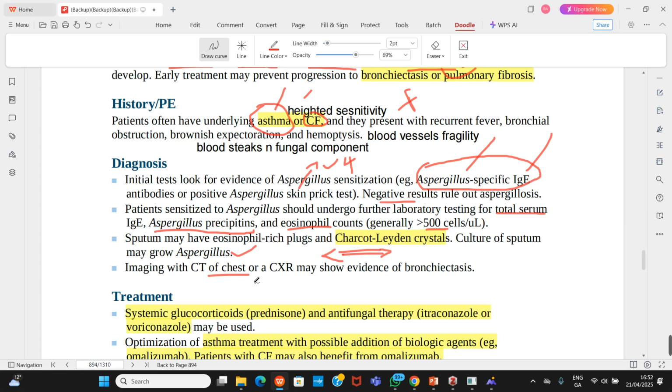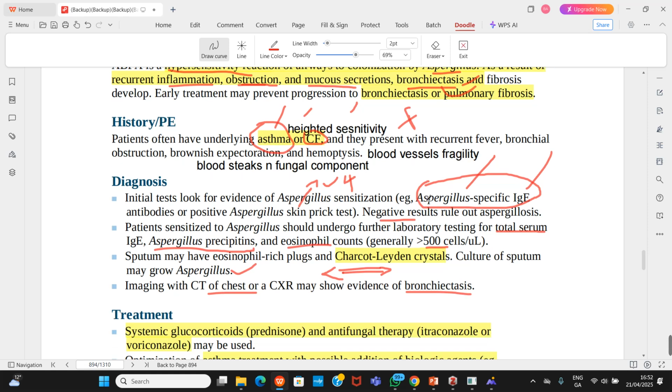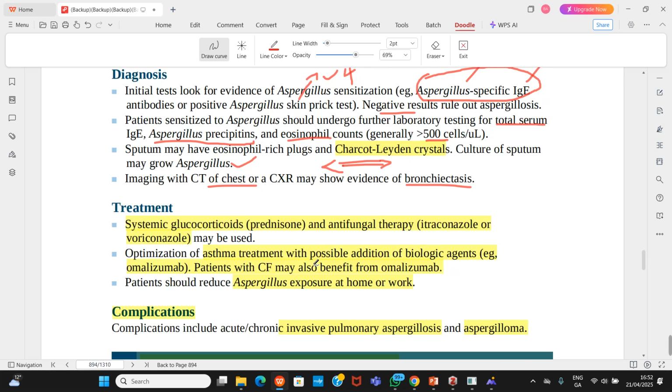So if you do a chest X-ray or CT scan, you are going to be seeing evidence of bronchiectasis. So the way the question usually comes, somebody is having asthma, and the person is having maybe fever, chest pain, wheezing, and all those things, and they give the person antibiotics, and it's not going down. Think about allergic bronchopulmonary aspergillosis. It's not going down, it means it's not the bacterial stuff. So you want to think about aspergillus as well. So you have to investigate along that line by checking for the aspergillus specific IgE and skin prick test for it. Then you can measure all these labs we have talked about.